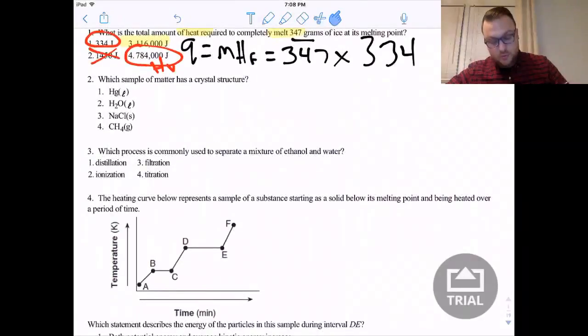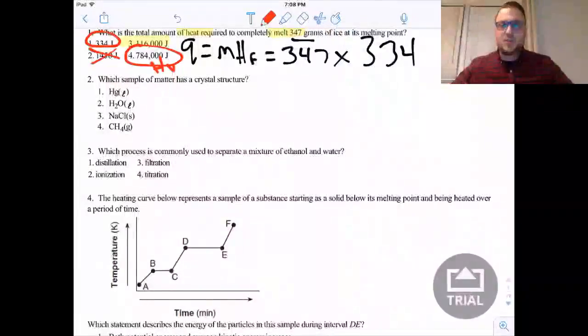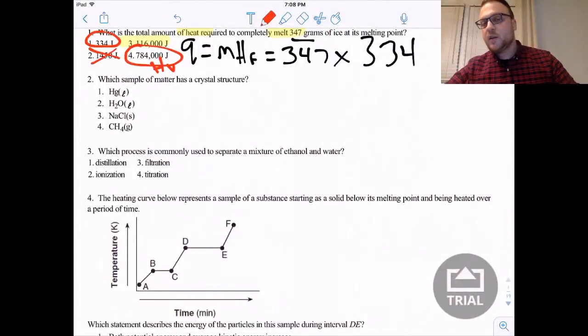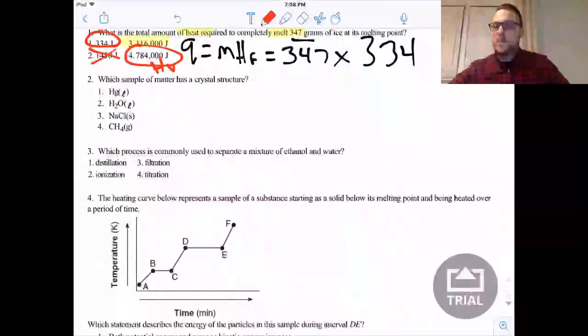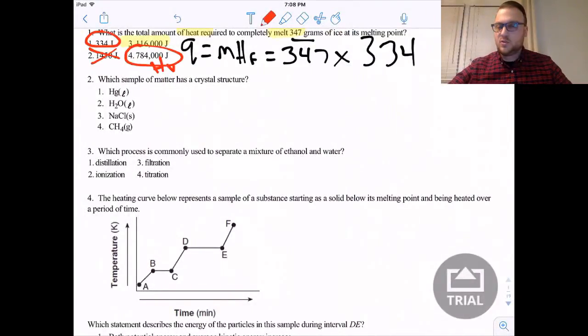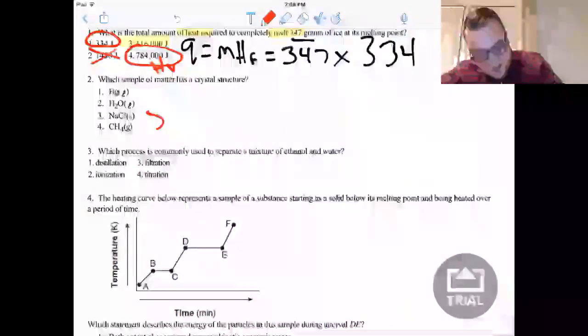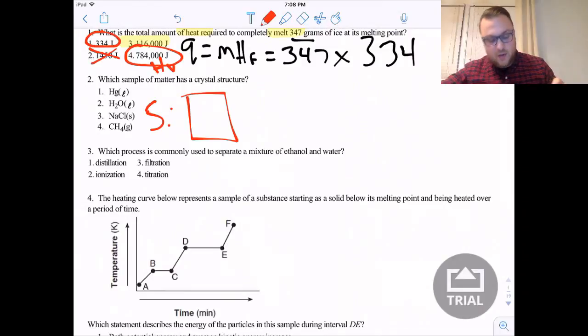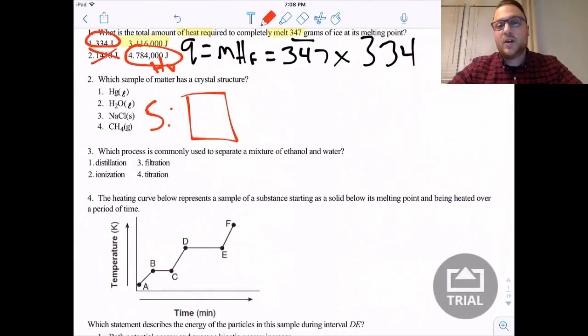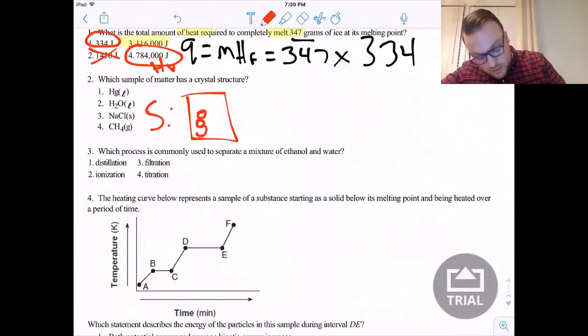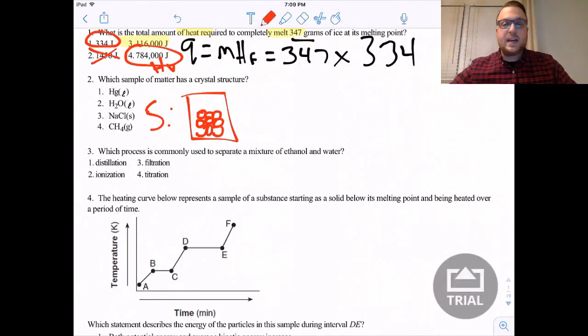Question 2, which sample of matter has a crystal structure? I'm only reviewing this question because particle diagrams seem to be hard and kind of confusing for people. So I'm going to draw a particle diagram for a solid, liquid, and gas, just so we can review the difference. A solid, if we draw that out at a particle level, the key part of a solid is that I have a rigid structure. So when you put them in a container, they just have a definite shape and a definite volume. So they end up looking like this at a particle level.